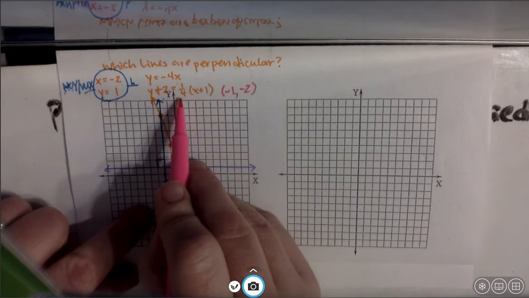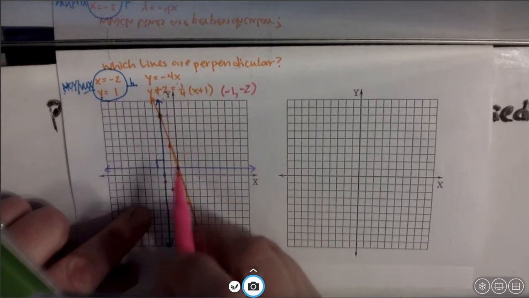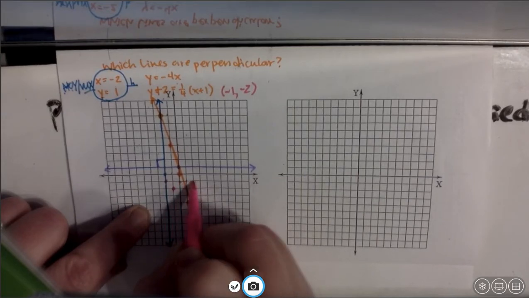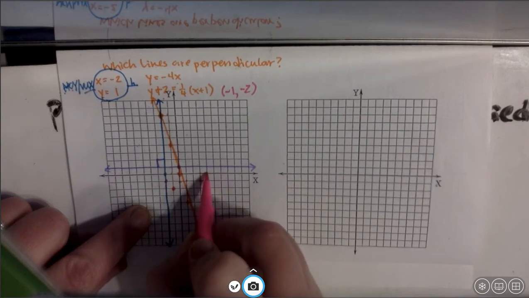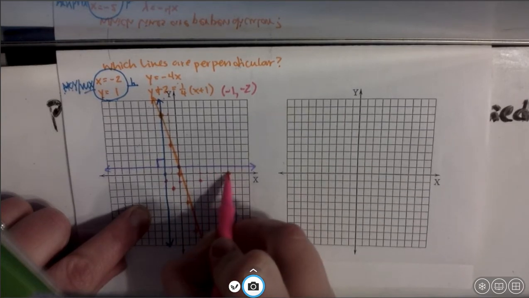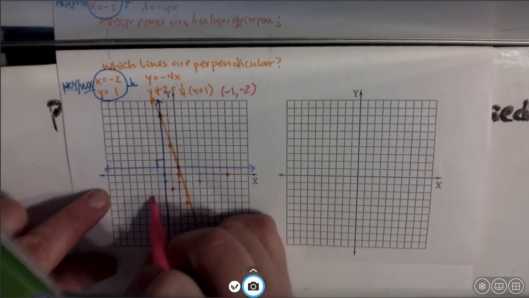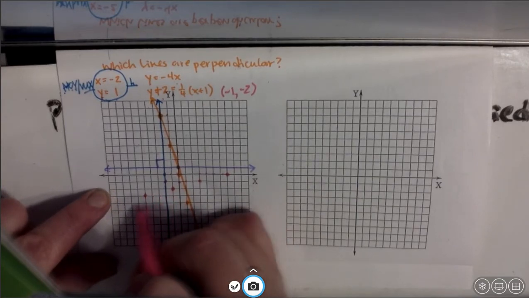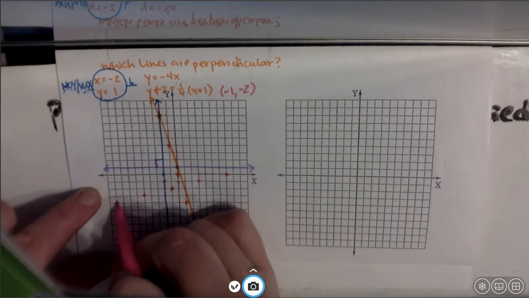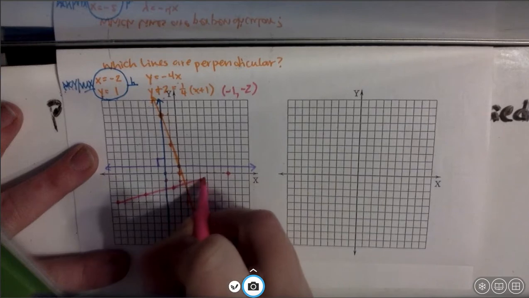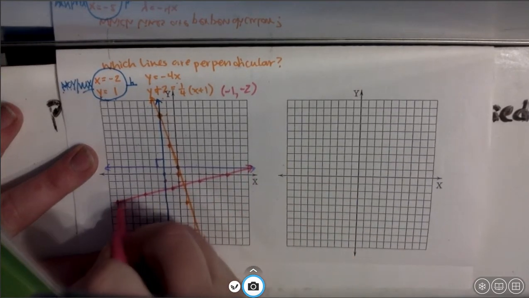And then I'm going to graph this slope of 1/4. So I'm going to go up 1, over to the right 4. Up 1, 1, 2, 3, 4. And I can do the same thing in the other direction. Down 1, 1, 2, 3, 4. And I can start to graph this line.